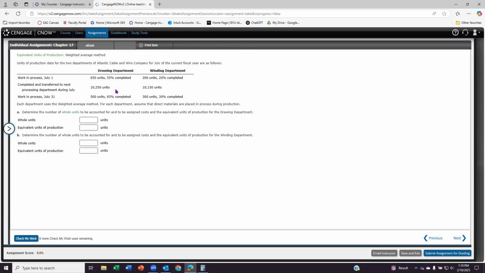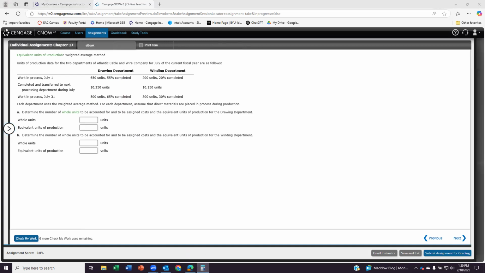What confused me is I thought I had to deal with these first units, and I believe it was Tim who said we didn't need to. Now that I've had a chance to look at it, it really is that simple. In whole units, we just add together the 10,250 units that we completed in July, and the 500 units that are in process. The beginning units were started in June, so they're not part of what we're trying to account for in July.